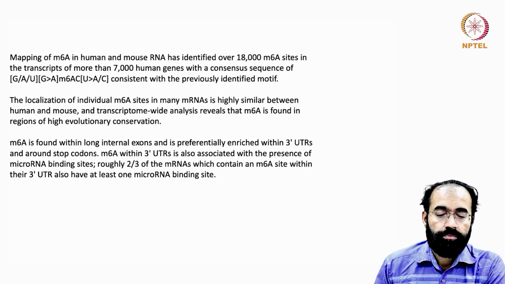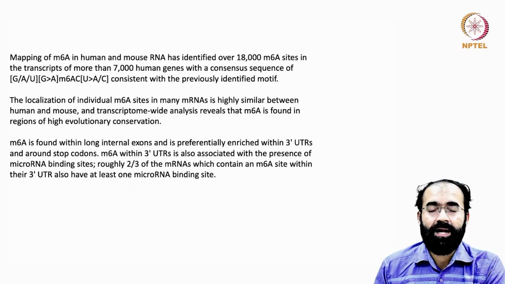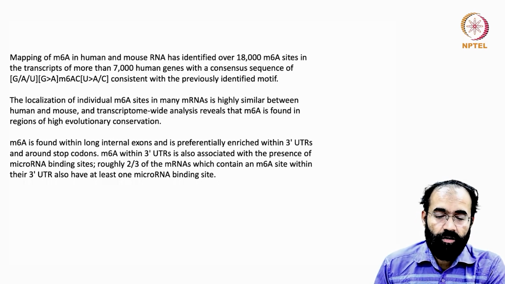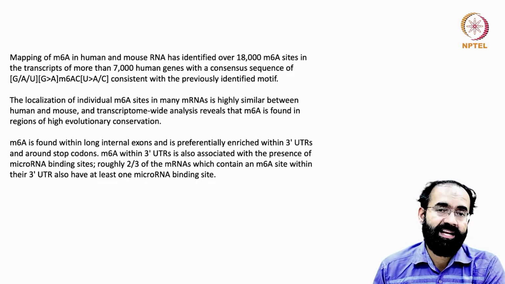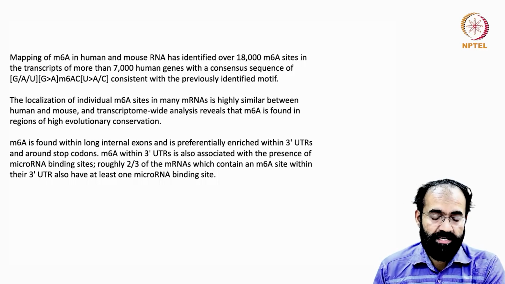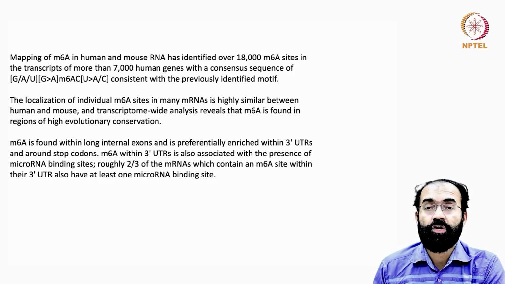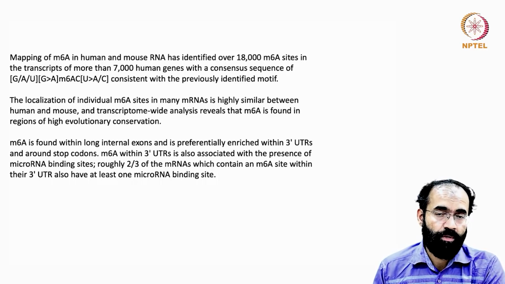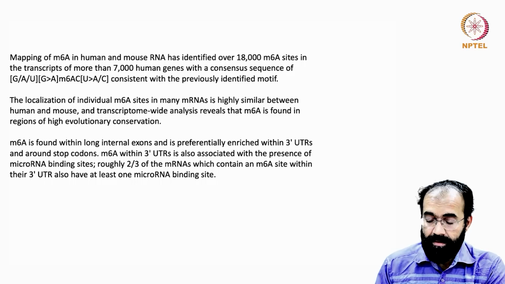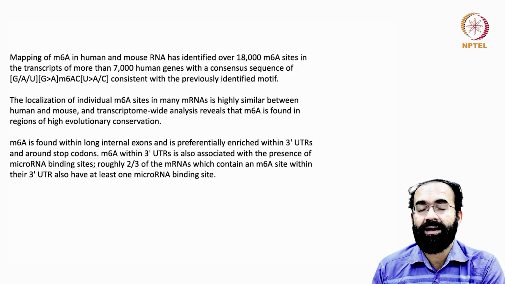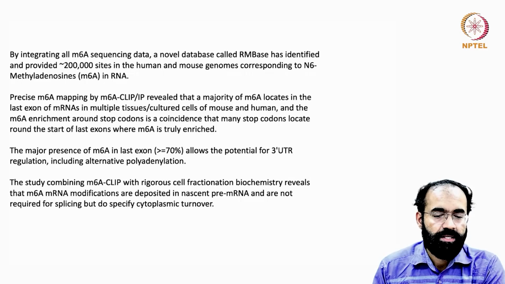Roughly 2 out of 3 mRNAs, if you have 3 mRNAs, 2 of them which contain an m6A site within their 3' UTRs also have at least one microRNA binding site. So it is a strong correlation. If m6A methylation is possible, the majority of them, 2/3 of the total population of mRNAs, also have a microRNA binding site.